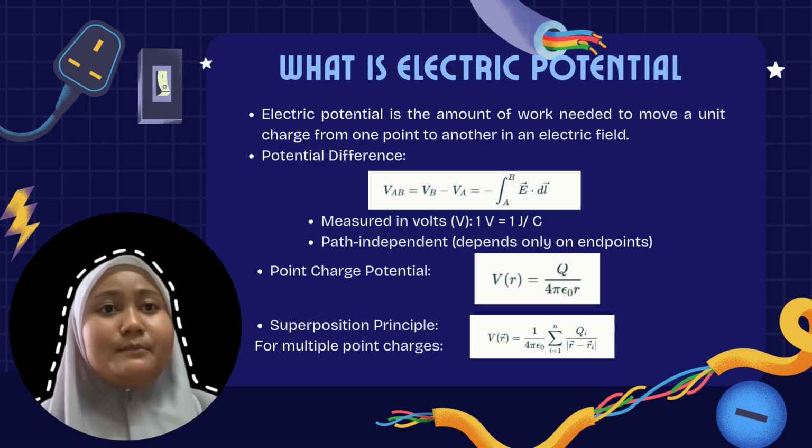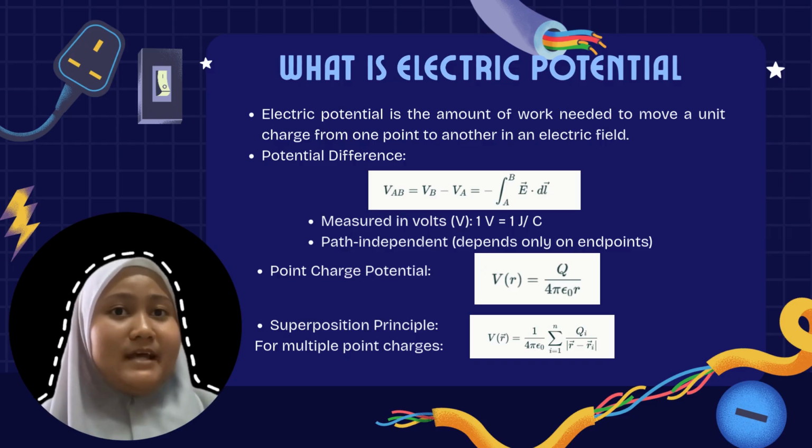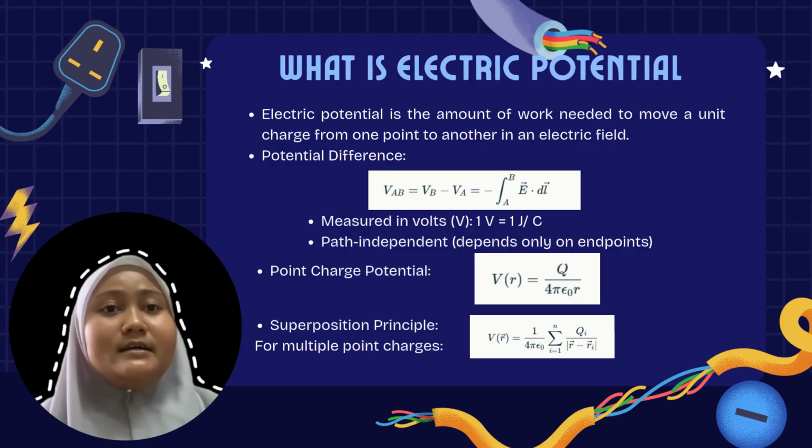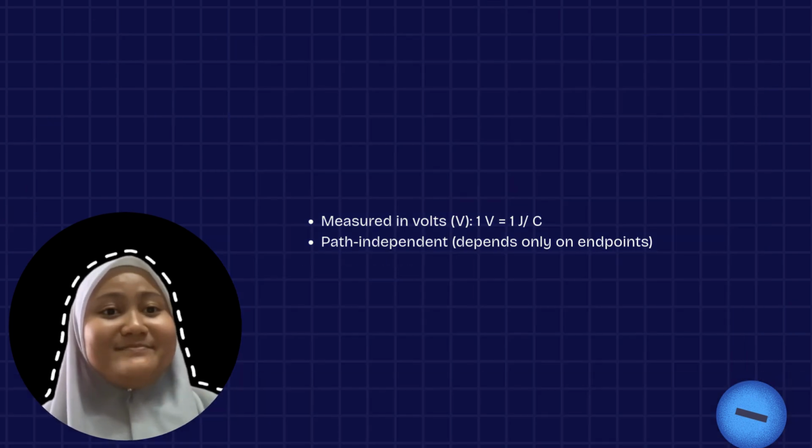For a point charge, the potential is V(r) equals Q over 4 pi epsilon naught r. And if there are multiple charges, we use the superposition principle to sum them. V(r) equals 1 over 4 pi epsilon naught times the sum over i of Q_i over the magnitude of r minus r_i. That's a quick overview of electric potential.